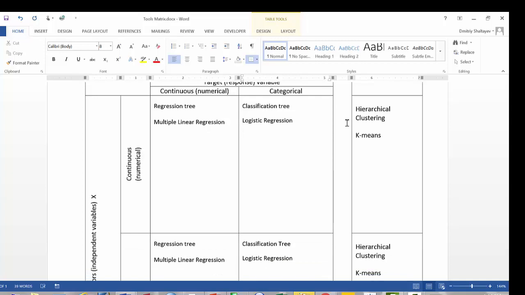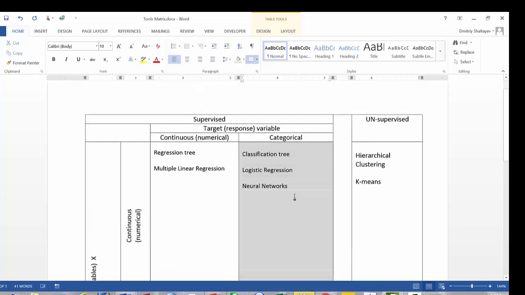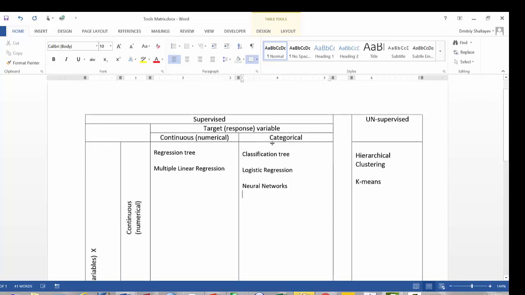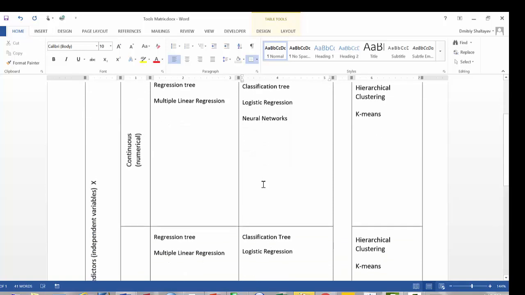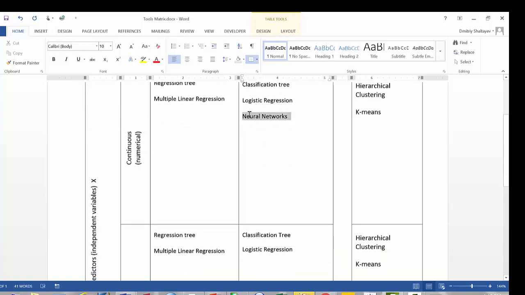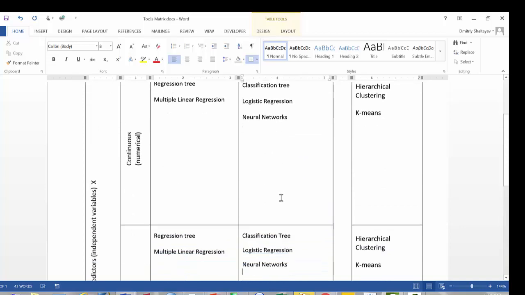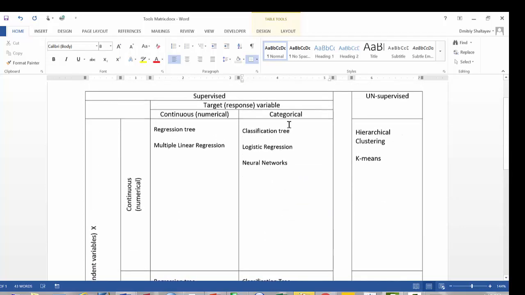Okay, first of all, neural networks can be used if your target is a categorical variable, and your predictors can be either continuous or categorical. So it can fit actually in any of these two categories, okay? So first, let me start by saying this is a supervised learning method, okay?